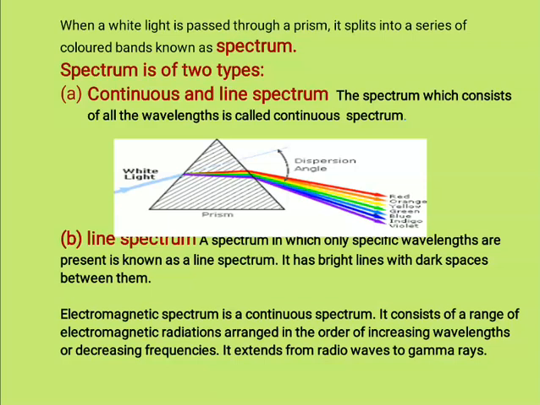Coming to the line spectrum, it is a spectrum in which only specific wavelengths are present. Those spectrums are called line spectrum. A line spectrum can have bright lines with dark spaces between them. Now, the electromagnetic spectrum is a continuous spectrum because it consists of a range of electromagnetic radiations arranged in the order of increasing wavelength or decreasing frequencies. It extends from radio waves to gamma rays.